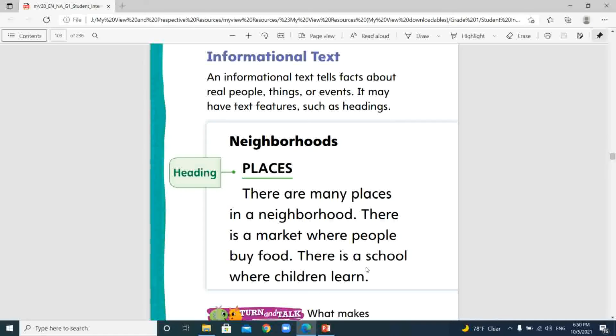So an informational text is a story that gives you real information or facts about real people, things, or events. And it can have a text feature. A text feature is a part of the story or text that gives you an idea that this is an informational text, such as the heading. The heading is a small title before the paragraph.